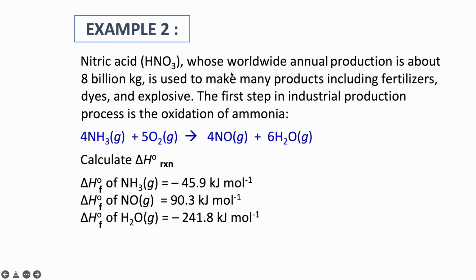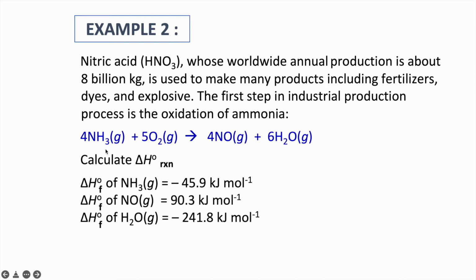Example: nitric acid, whose worldwide annual production is about 8 billion kilograms, is used to make many products including fertilizers, dyes, and explosives. The first step in the industrial production process is the oxidation of ammonia. This is the chemical equation of oxidation of ammonia, meaning ammonia reacts with oxygen, and the equation is balanced. And we need to calculate the delta H reaction, standard enthalpy reaction, given the standard enthalpy formation for all of the reactants and products.